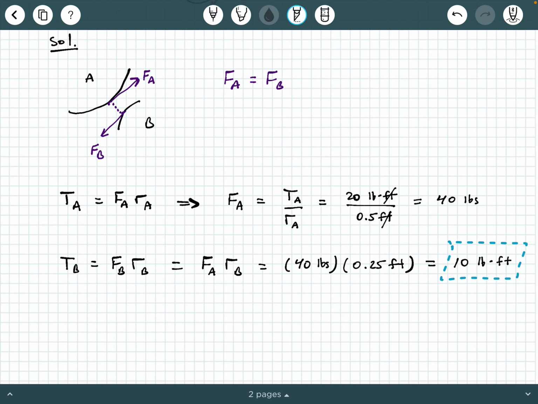So that's going to conclude this example. It's a pretty quick example, and it's going to conclude this video. Hopefully this little bit of information on gears and mesh was helpful to you.